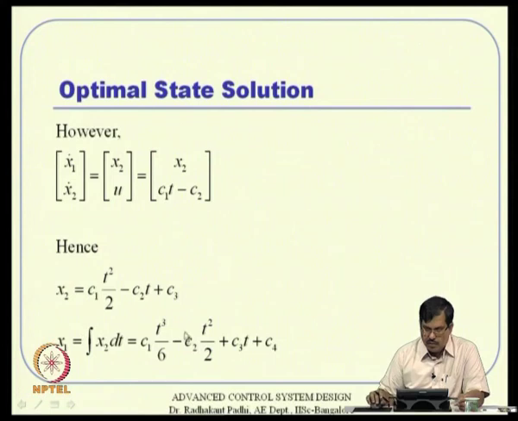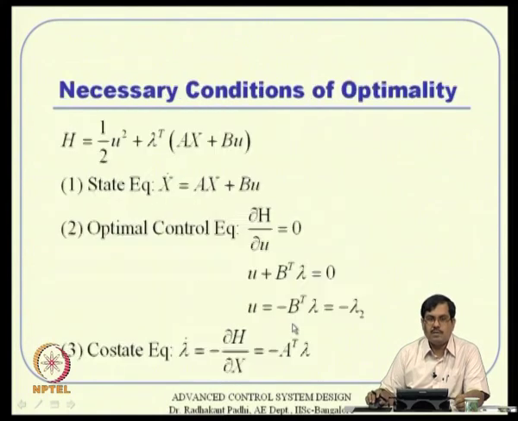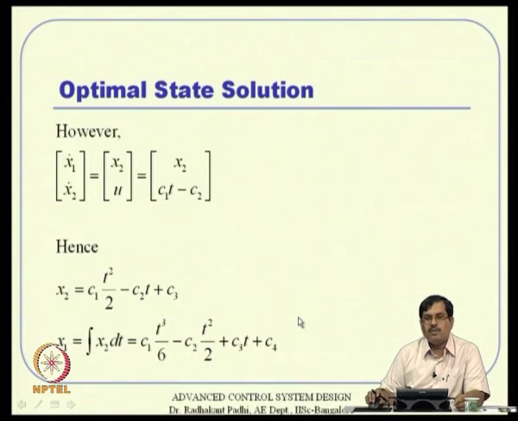So, we have these 4 constants to find out actually. Now, this is where our boundary condition will help, and tell okay, x of 0 is there, 2 boundary conditions, and x of TF is also there, 2 more boundary conditions. So, let's plug in those.